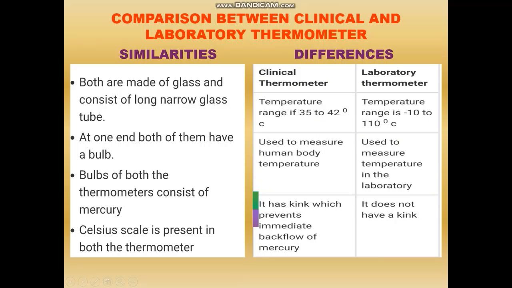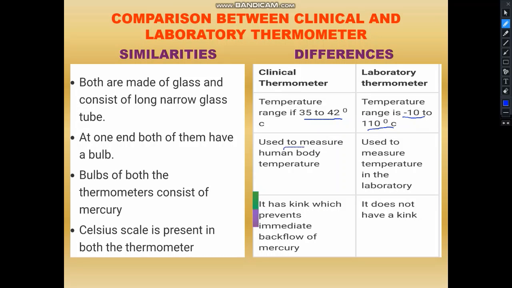Let's go through these differences one by one. The very first difference is in terms of temperature range. In a clinical thermometer, the temperature ranges from 35 to 42 degrees Celsius, whereas in a laboratory thermometer, it is from minus 10 to 110 degrees Celsius.